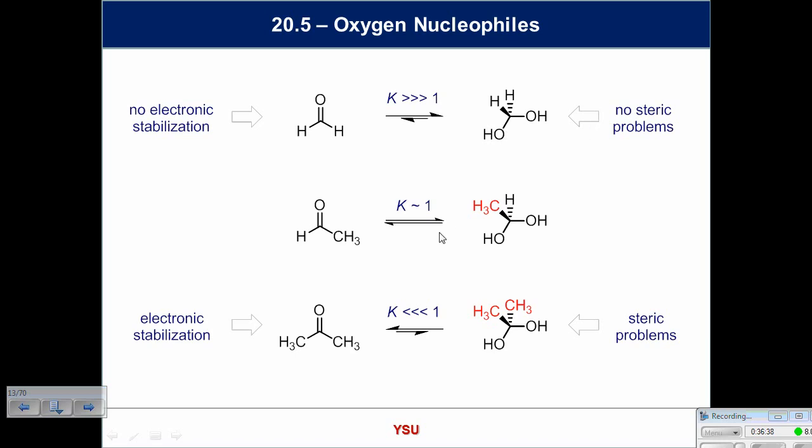Now move down to the middle one. Take off one of those hydrogens, replace it with a methyl group. What do you know about a methyl group versus a hydrogen? Give me some properties of a methyl versus a hydrogen.